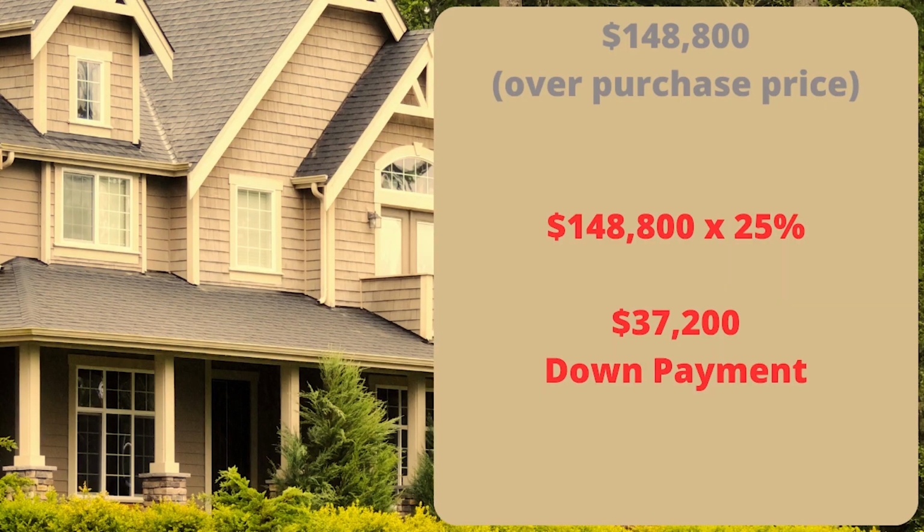But don't worry, that's not your down payment, because the VA only requires us to cover 25% of the guarantee. As you know, the guarantee is why we don't have to pay mortgage insurance. It's almost like the VA is guaranteeing 25% of the loan for the lenders. Since we're going above what the VA guarantees, we have to take 25% of that $148,800, which comes out to $37,200 for your down payment.